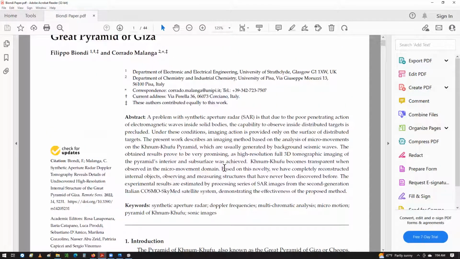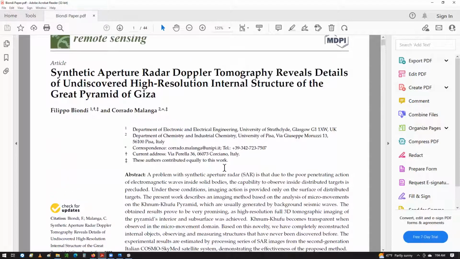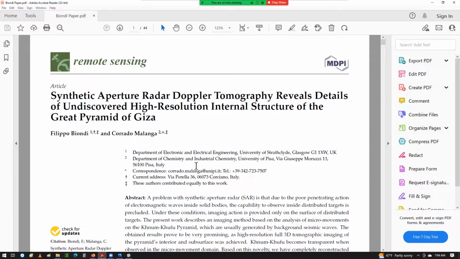It's fascinating. If it's true, it's probably the most important discovery since Rudolf Gantenbrink surveyed the shafts from the king and queen chambers. It's a significant paper. I think this is even more significant than the muon scanning paper if it's real. But that's something that we have to go through.